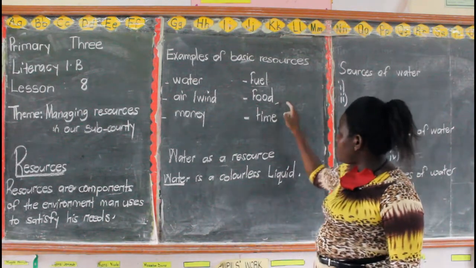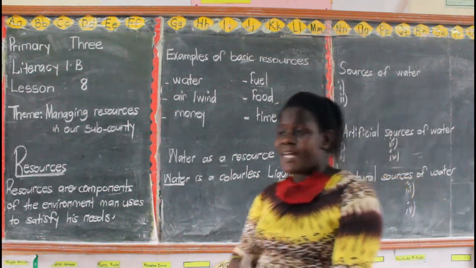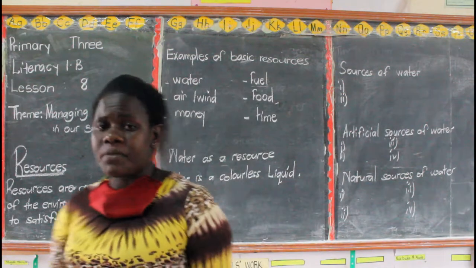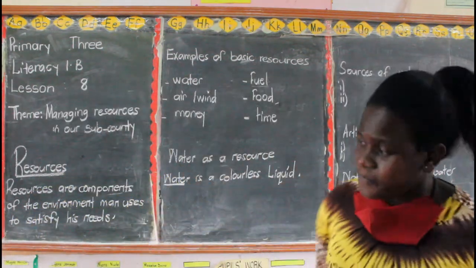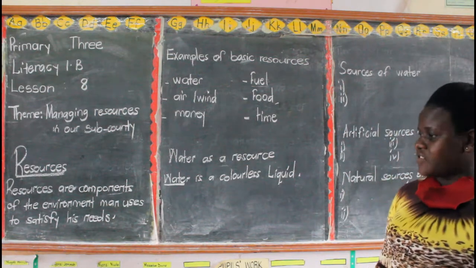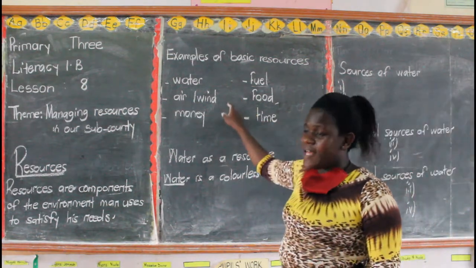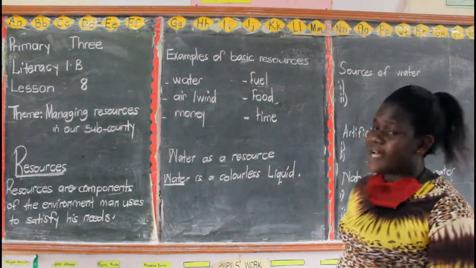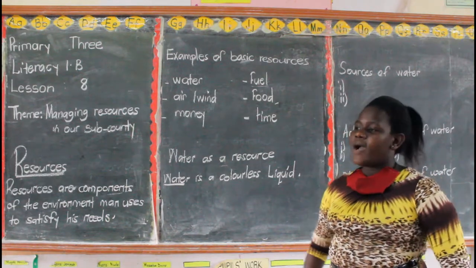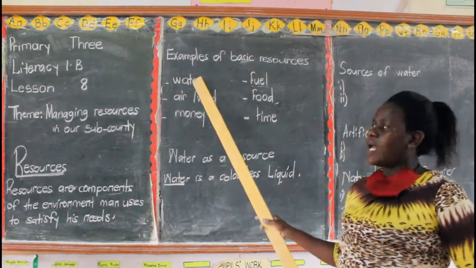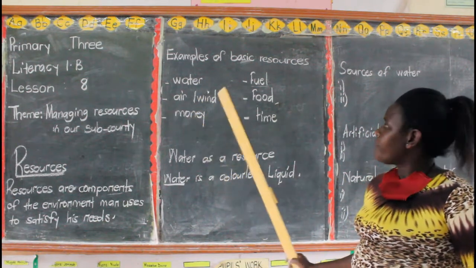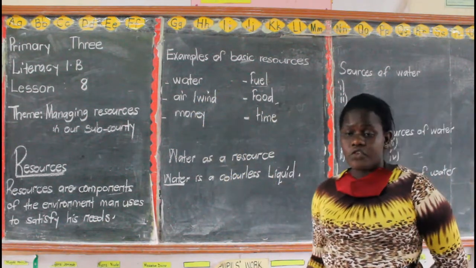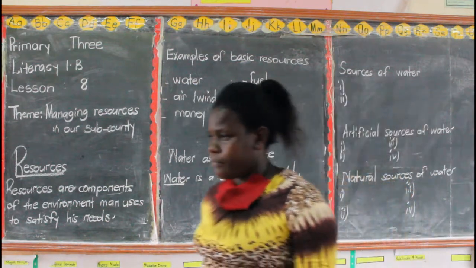So we have food, then time. That's why they normally encourage us to keep time, because it is a basic resource. So these ones are examples of basic resources. Let us go through them. One is water, air or wind, money, fuel, food, time.